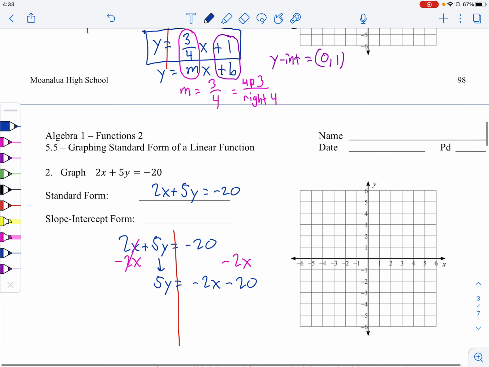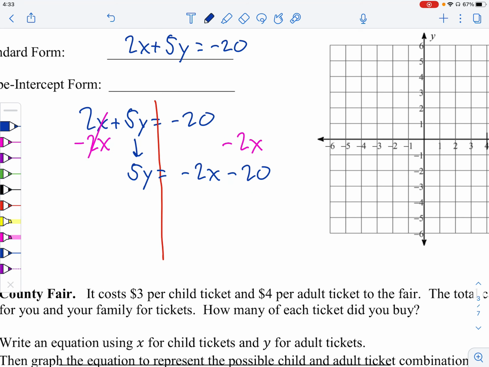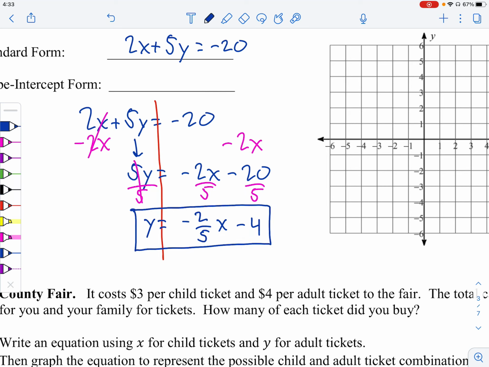Divide by whatever's next to your y value, which is 5. So divide by 5 and do it to everything, right? So y equals -2/5, leave it as a fraction, x, and then -20 divided by 5 is -4. So this is our slope-intercept form right here: y equals -2/5 x minus 4.